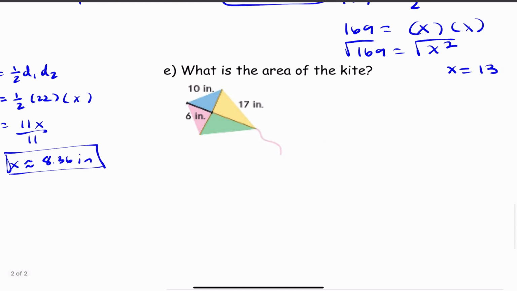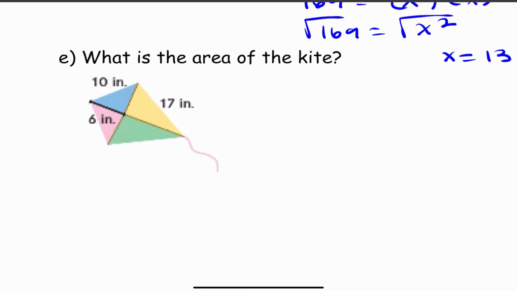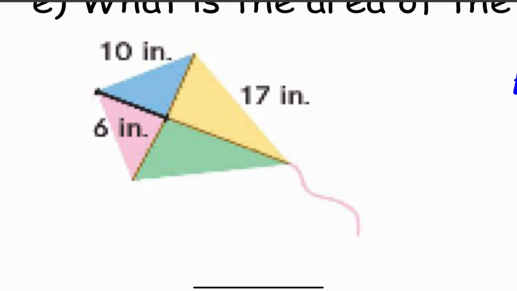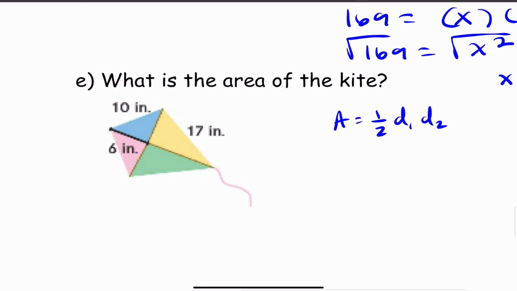Alrighty, so what is the area of the kite? Remember, since we're trying to figure out the area of the kite, you have to use A equals 1/2 diagonal 1 times diagonal 2. But note here that we don't know how long this diagonal here is, as well as this one. We're only given the side lengths. So what I need you to do is recall Pythagorean triples. So I don't want to do the Pythagorean theorem.